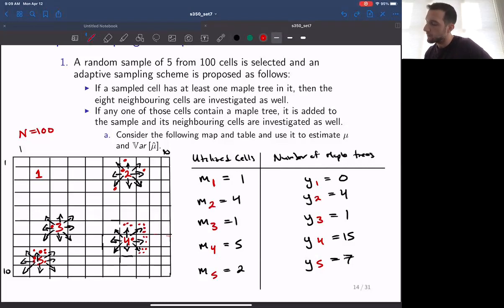Then we go down to number 5, same idea again. In this case, there are 3 trees in the first cell. So we branch out, and in only 1 neighboring cell, we find an additional 4 trees. So we're using 2 cells to find a total of 7 trees in that case. All right, so this is an illustration of how the adaptive sampling scheme could work.